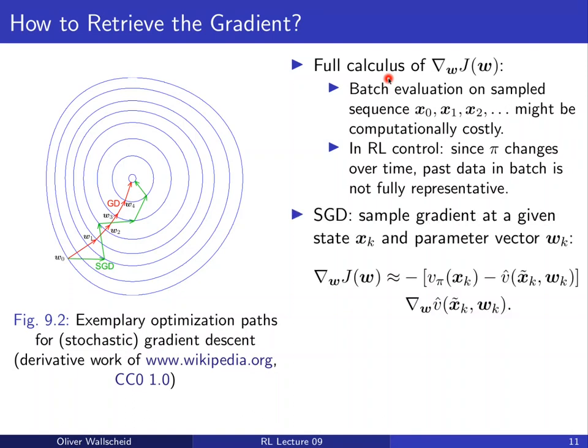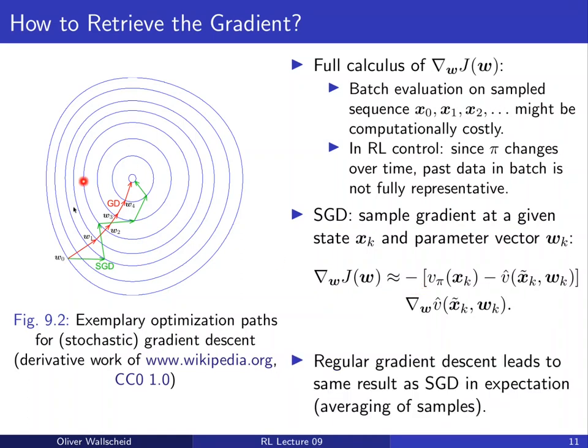And therefore, we have some strong arguments not to use that full batch evaluation of the gradient of J, but to use again stochastic gradient descent, as William also introduced it last week for supervised learning, here again in the context of reinforcement learning in the prediction case. So we are not taking the full state sequence to calculate J, but we just sample one state, at one sampling step k, and update the parameter vector w at that specific time step k. Basically, we approximate the gradient again just by the chain rule.